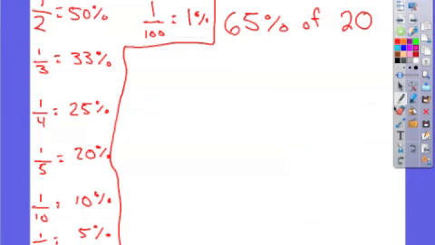Here's your next problem. 65% of 20. Okay? So I want you to take a guess to start with here. I'll give you a little bit of time to get your guess down before I put mine down. And I'm not going to think for days about it. I'm just going to use a little common sense.